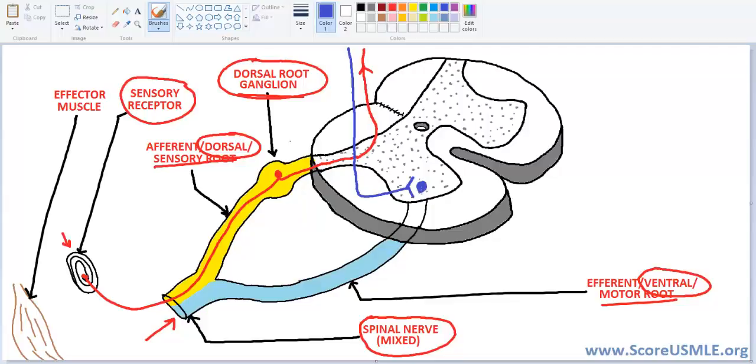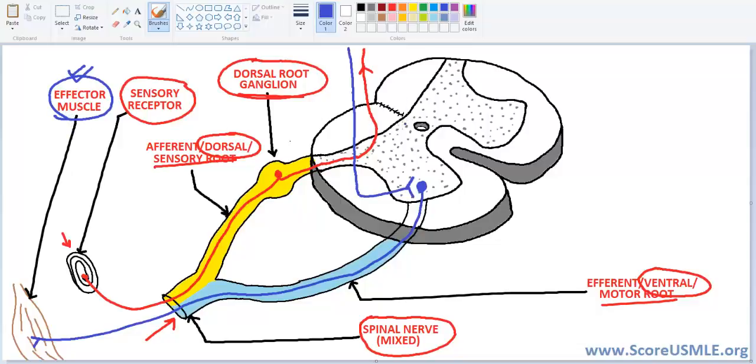Now the axon of this neuron travels in the ventral root of the spinal nerve and supplies the effector muscle. What happens is that the muscles of your upper limb contract and relax in a particular order to help you grab that cell phone in your pocket. Guys, do you realize that's the effector muscle being innervated? This is how the pathways work.